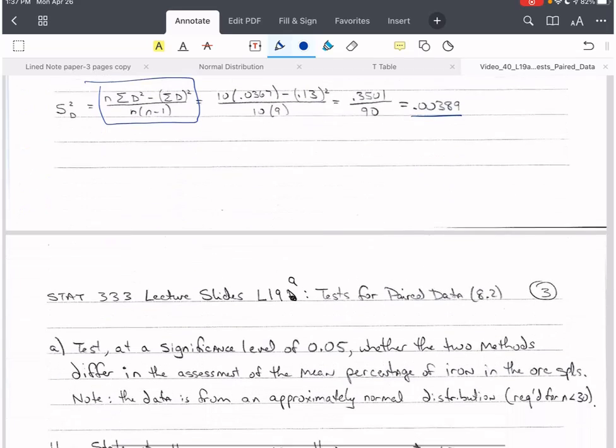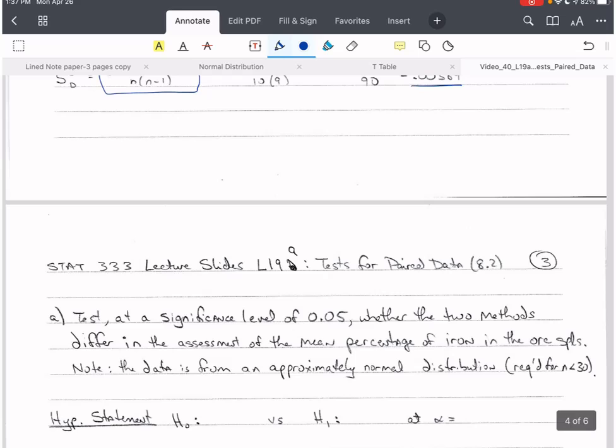Okay? So we want to test at a significance level of 0.05 whether the two methods differ in the assessment of the mean percentage of iron in the ore samples, and the data is from an approximately normal distribution. This has to be the case if n is less than 30. Otherwise, we can't use this method, right? We have to use a different method.